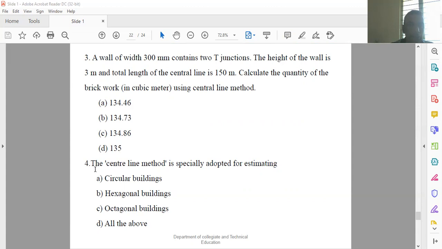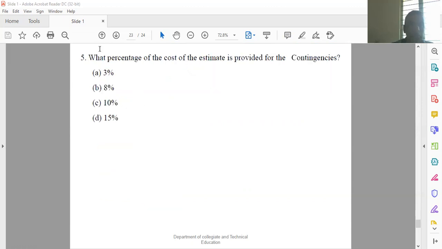Fourth question: the center line method is specially adapted for estimating: A, circular building; B, hexagonal building; C, octagonal buildings; D, all of the above. Fifth one: what percentage of the cost of estimate is provided for contingencies? A, 3%; B, 8%; C, 10%; D, 15%.